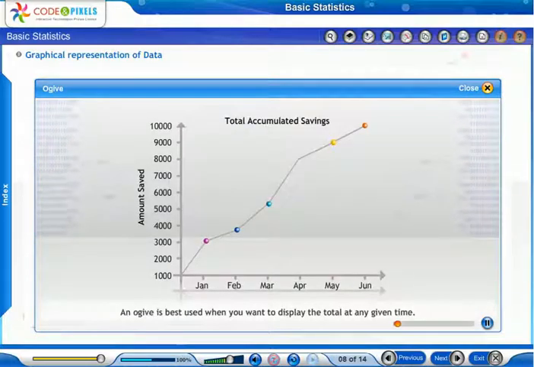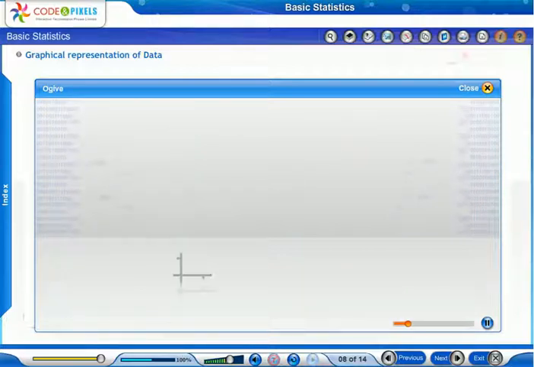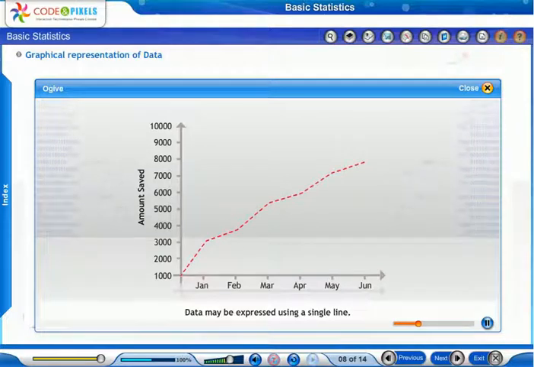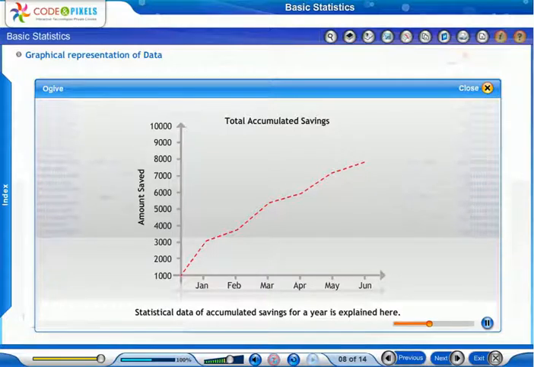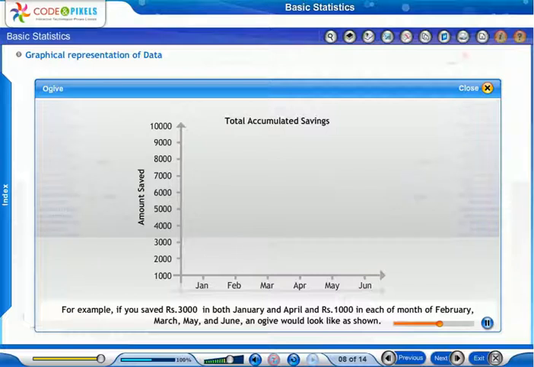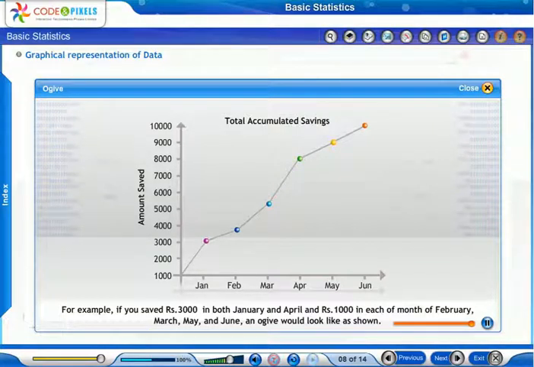Ogive. An ogive is best used when you want to display the total at any given time. Data may be expressed using a single line. Statistical data of accumulated savings for a year is explained here. For example, if you saved Rs 3,000 in both January and April and Rs 1,000 in each of the months of February, March, May and June, an ogive would look as shown. Thus, an ogive displays a running total.